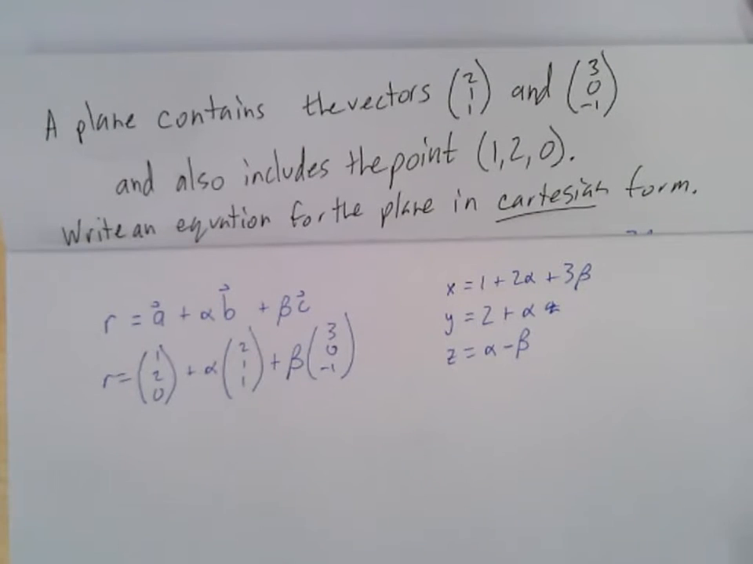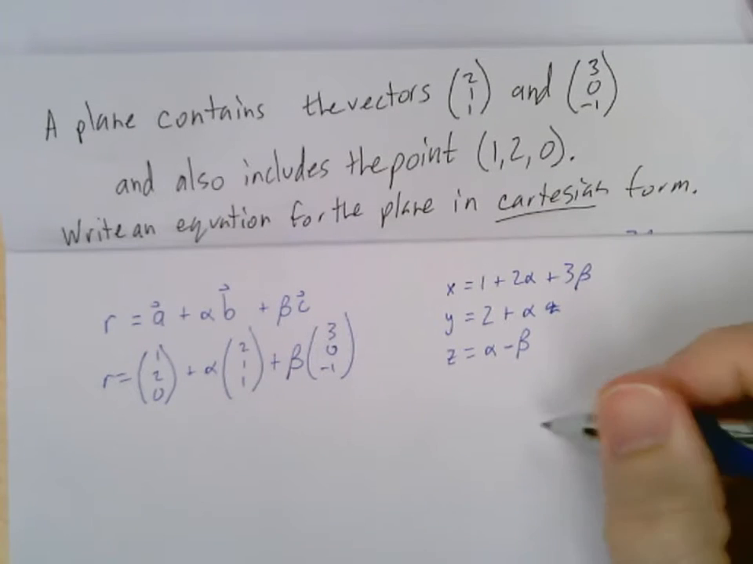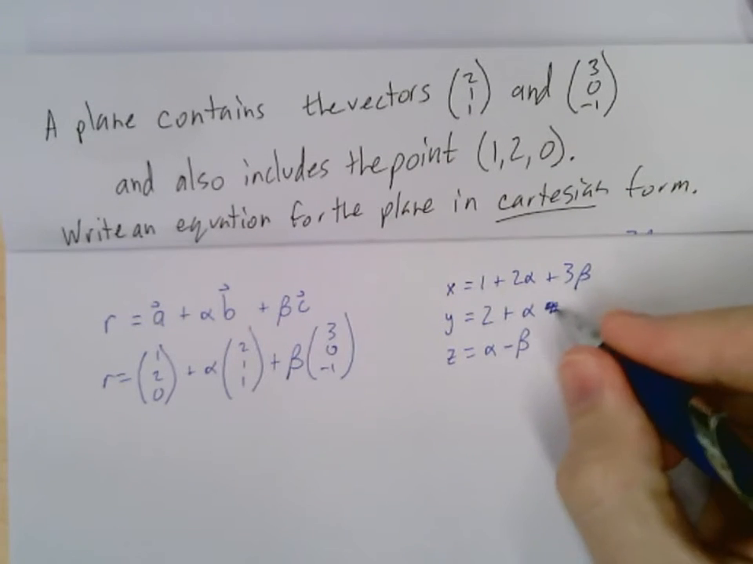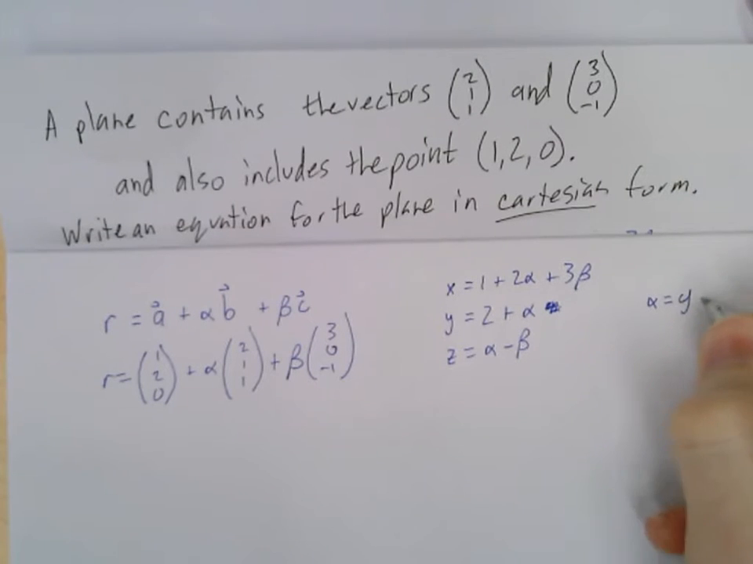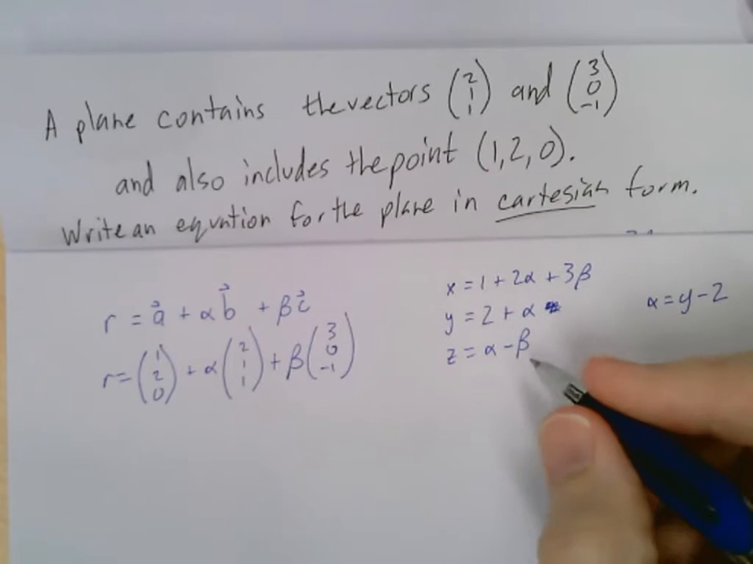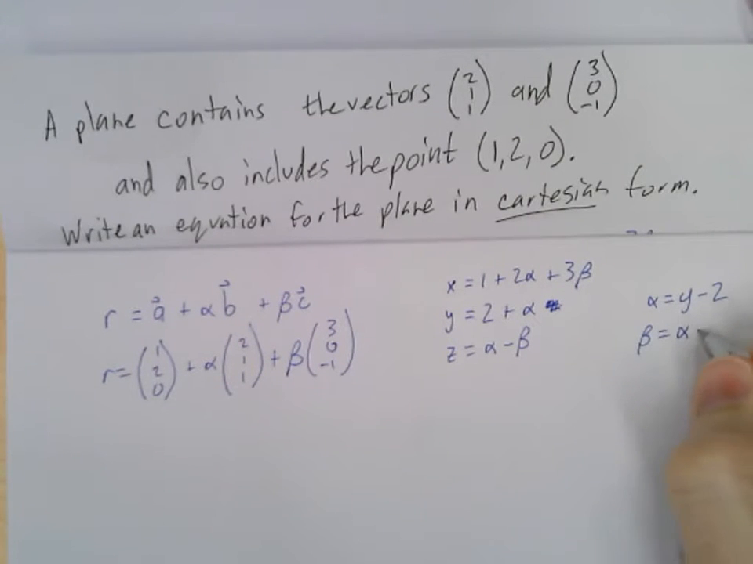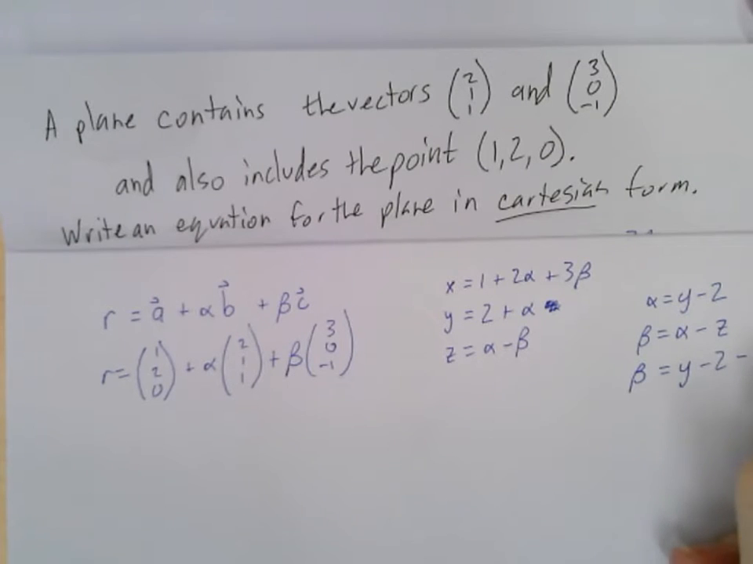All right, so at this point, I now need to use the three equations to solve for alpha and beta. You'll notice here that I can just say alpha equals y minus 2, and that's nice and wonderful. I'll be able to put that in for alpha. Here, I'm going to say that beta is equal to alpha minus z, or zed, depending on where you're from. And because I can now put alpha in for alpha, I can say that beta is equal to y minus 2 minus z.